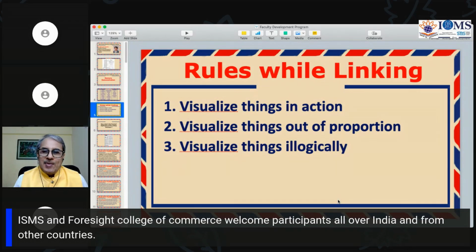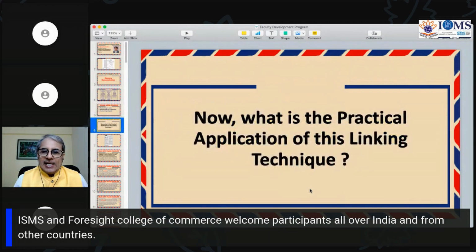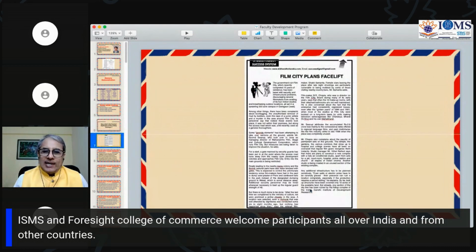Now, let me come to the most interesting part of today, and that is how to apply this linking technique while I am teaching. Now, look at this. This is a beautiful article that came in one of the newspapers.